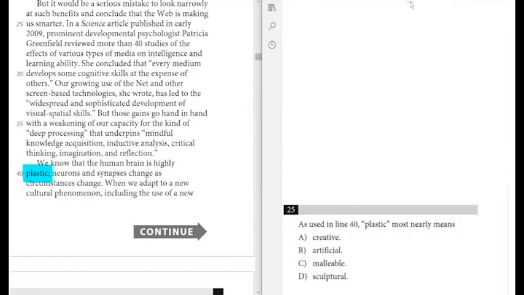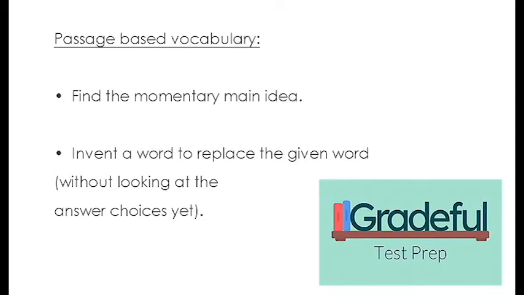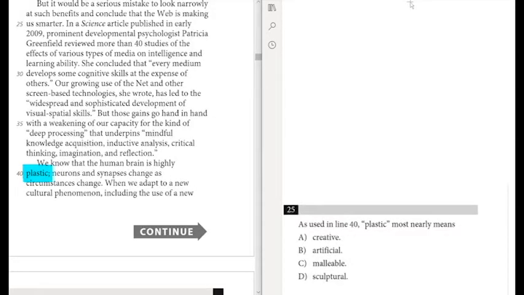Question 25 is our passage-based vocabulary question where we want the momentary main idea, and then we want to invent a word to replace the given word. So we're looking for the word plastic in line 40. Reading the passage there, we know that the human brain is highly plastic. Neurons and synapses change as circumstances change. So right there, the passage itself is defining what plastic means. It means that our neurons and synapses change as the circumstances change. So now that's the momentary main idea. And in our own words, we can replace plastic with changeable.